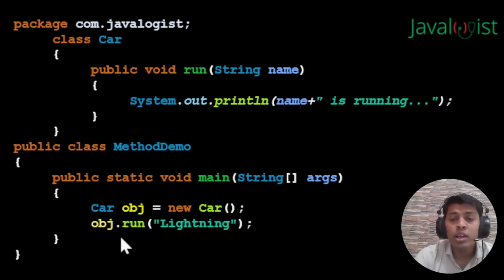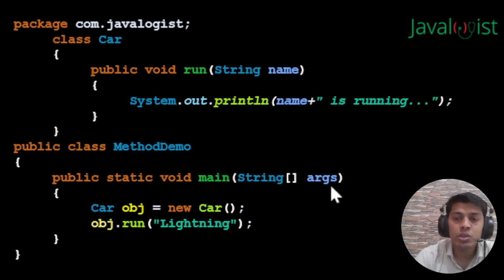Then to run that activity, we have to call that method. So obj.run() indicates that we have invoked the method. By using that object, we are calling the run method. It's a call to that method, and here we provide the argument to that method. So the String type parameter catches "lightning", and that will execute our task.